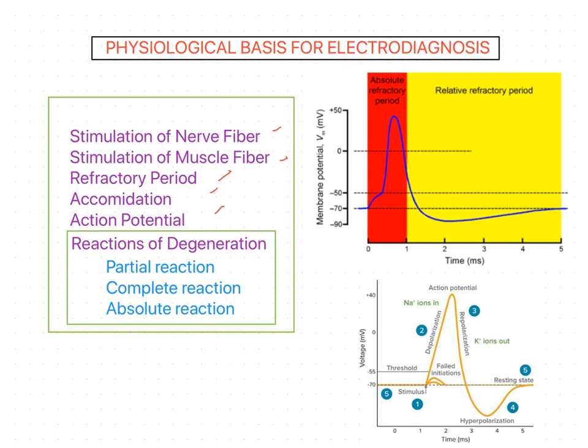Under reactions of degeneration, we have three types: partial reaction of degeneration, complete reaction of degeneration, and absolute reaction of degeneration. All these, stimulation of nerve fiber, muscle fiber, refractory period, accommodation, action potential, are properties of a nerve fiber and also the muscle fibers, isn't it? Yes. So stimulation of nerve fiber, first we will see.